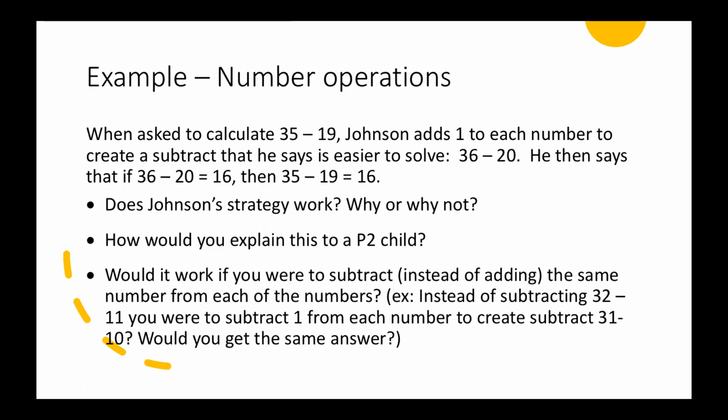Another example that we gave them was this is Johnson. He's asked to calculate 35 minus 19. So what he does, he adds 1 to each. And he says, well, 36 minus 20 is a whole lot easier. So if 36 minus 20 is 16, then 35 minus 19 is 16. And so we would ask them, does this strategy work? And why does it work or why doesn't it work? And how would you explain this strategy to a P2 or a P3 child? And then if you added the same to each number, would it change the answer? So instead of subtracting 32 minus 11, you were to subtract 31 minus 10, does it give you the same answer? And so are these strategies working, or why not?